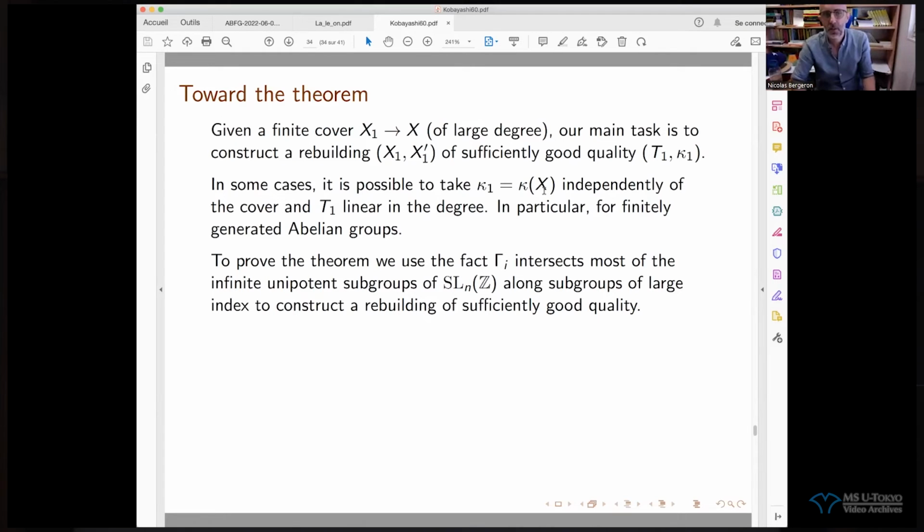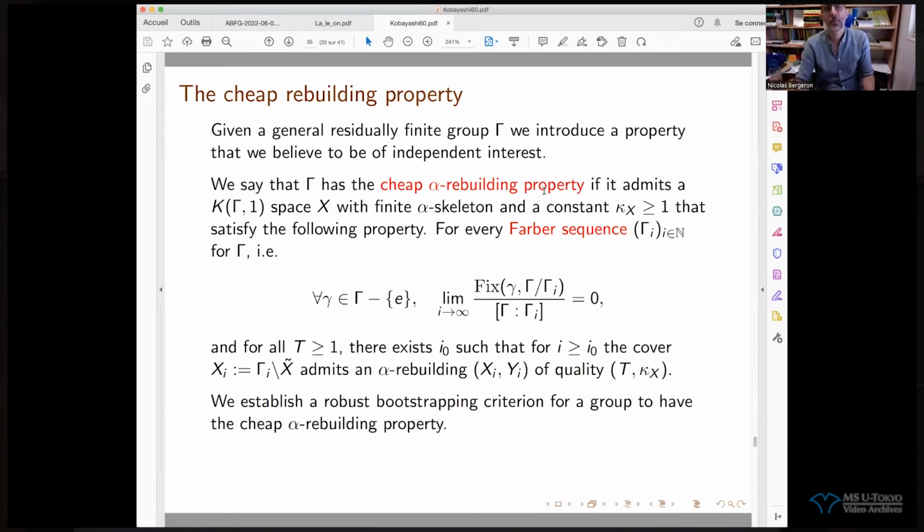So that's the way we proceed, and the way to formalize this is a property that we call the cheap rebuilding property, that I find interesting, and that concerns a lot of groups. You can take any general residually finite group. We want to capture when we can rebuild easily the classifying space for finite index subgroups of gamma.